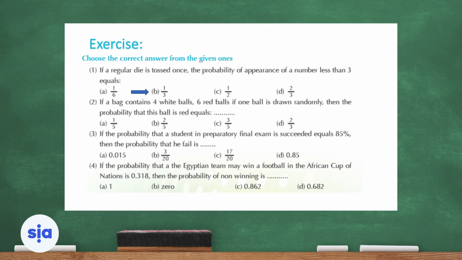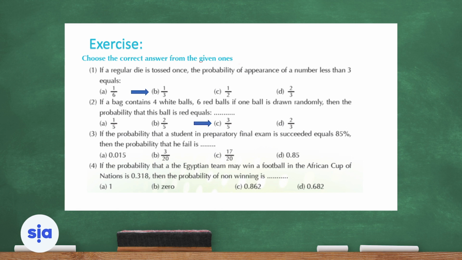Question 2. If a bag contains 4 white balls and 6 red balls, and one ball is drawn randomly, then the probability that the ball is red equals? Yes, excellent. 6 out of 10. If you simplify it more, it is 3/5.